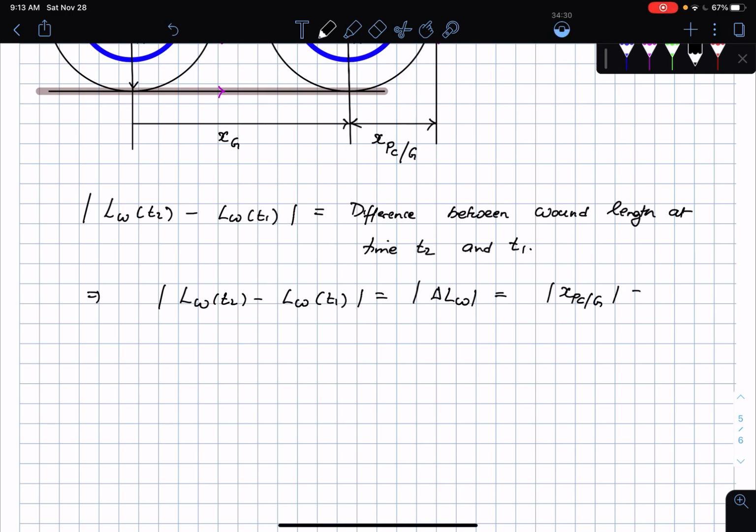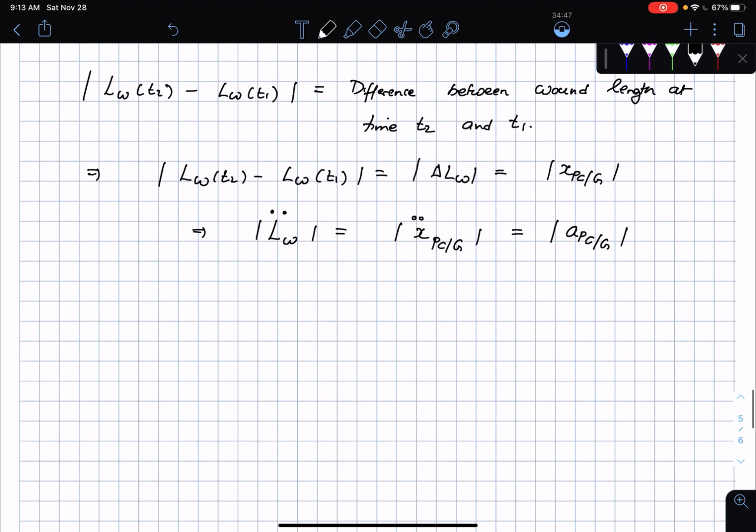And if I do the second derivative, then I end up getting the following. This means that L double dot of W is going to be the second derivative of that quantity, which is nothing but the relative acceleration between the point P on the cable and the center of mass. Which tells me that L double dot is just going to be the acceleration of PC minus the acceleration of G. Okay, so this is something that is very useful for me.